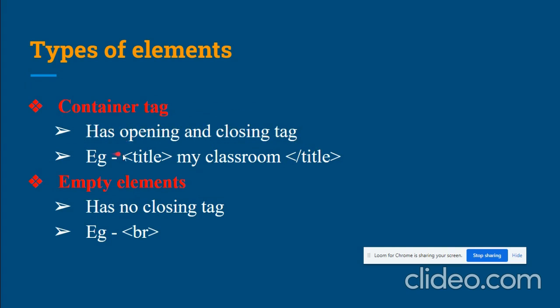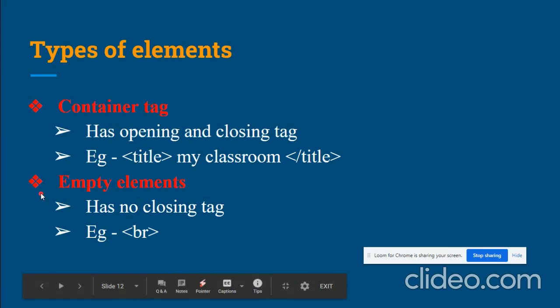For example, the title is a container tag. You open the title tag, you give the text as my classroom, and you close the title tag: open angle bracket, backslash, title, close angle bracket. So both the opening tag and the closing tag will be there. That is called a container element.